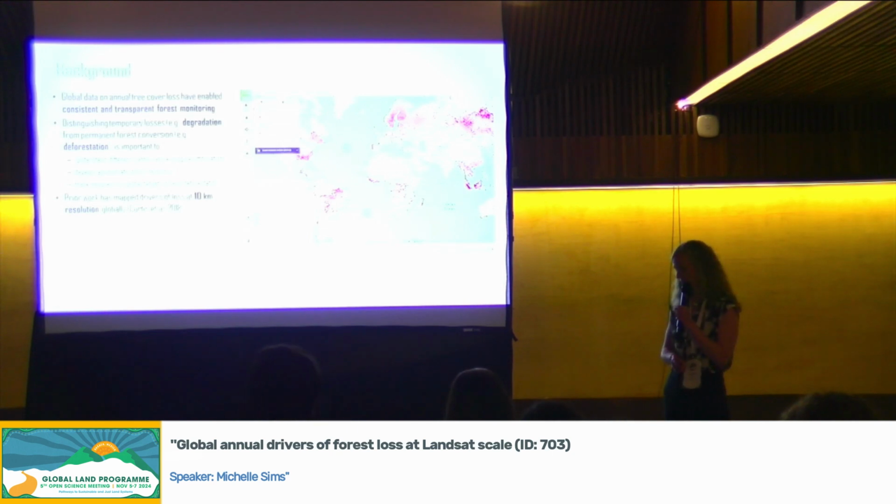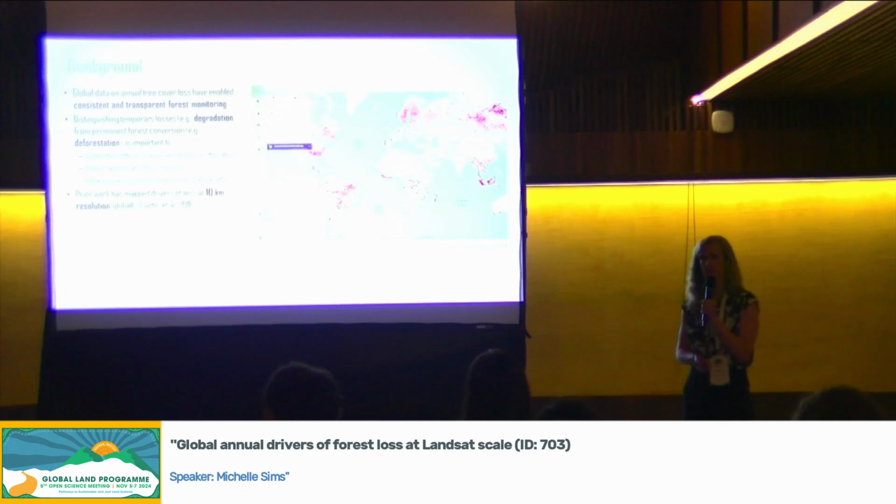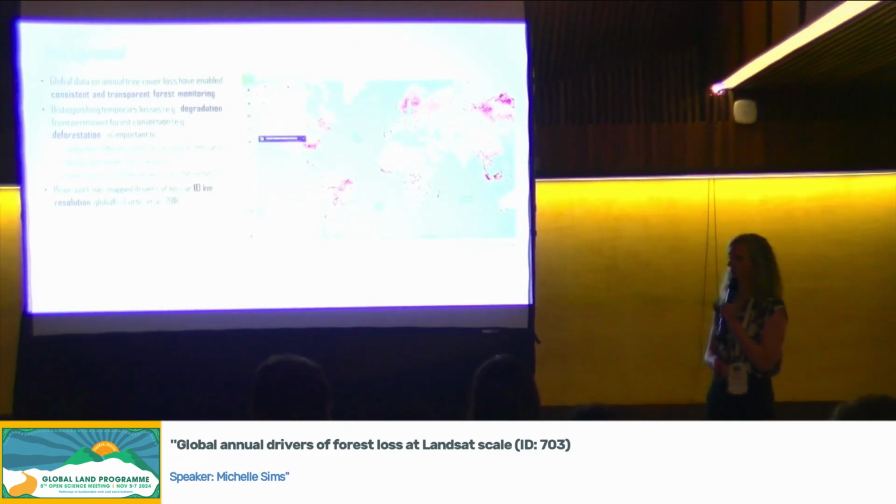So we have some prior work that we've undertaken with partners mapping the drivers of forest loss at 10-kilometer resolution globally. This was first published in 2018, and it's been really important as a contextual data set at Global Forest Watch to help users understand the context for our global annual tree cover loss data. However, it's pretty coarse resolution and not really appropriate for local applications.